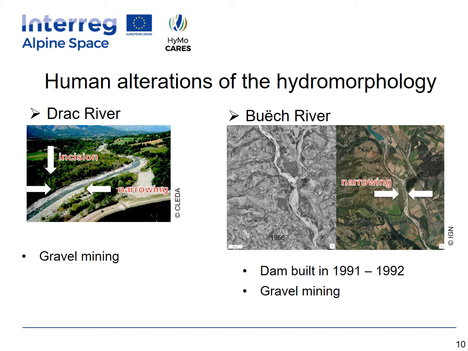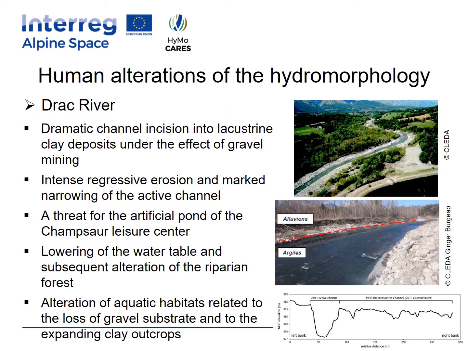This deficit of sediment induced a strong narrowing and incision of the active channel. On the Drac River, incision of the channel progressed rapidly into very sensitive lacustrine clay deposits, simultaneously with an intense regressive erosion, and the active channel width narrowed strongly. The graph on the bottom shows the strong narrowing of the active channel between the 50s and 2011.